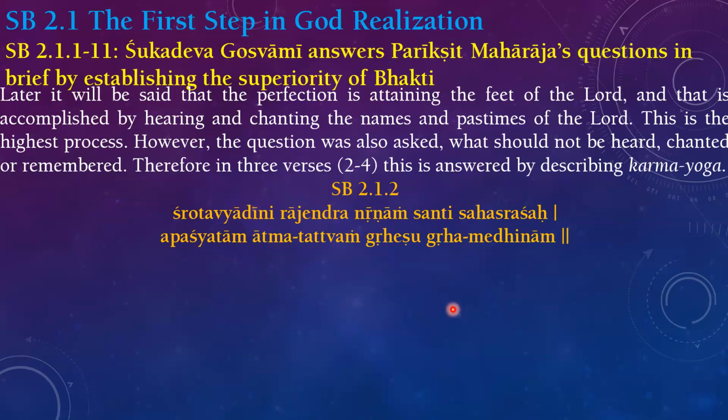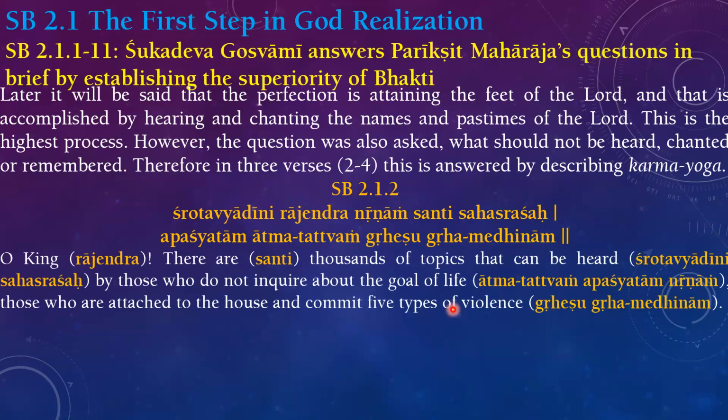Shrotavyadini rajendra nrinam santi sahasrashah, apashyatam atma-tattvam griheshu griha-medhinam. You can alternately read the translation one after the other. Those persons who are materially engrossed, being blind to the knowledge of the ultimate truth, have many subject matters for hearing in human society, O Emperor. Here it is saying that shrotavyadini rajendra nrinam santi sahasrashah. For the people in this world, nrinam, who are eager to hear, they have thousands of topics.